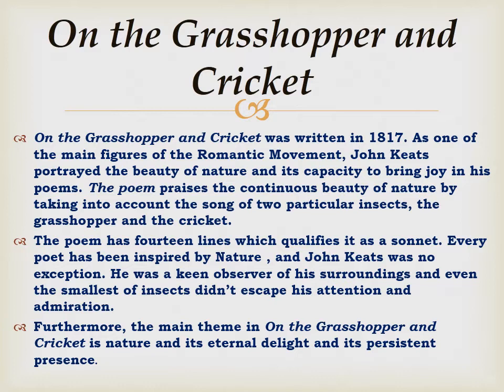The poem has 14 lines, which qualifies it as a sonnet. Every poet is inspired by nature, and John Keats was no exception. He was a keen observer of his surroundings, and even the smallest of insects didn't escape his attention and admiration. Furthermore, the main theme in On the Grasshopper and the Cricket is nature, its eternal delight and its persistent presence.